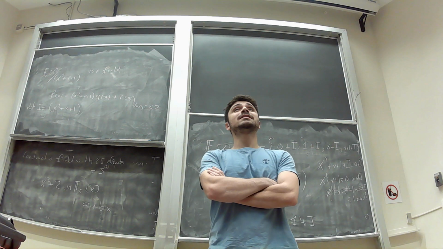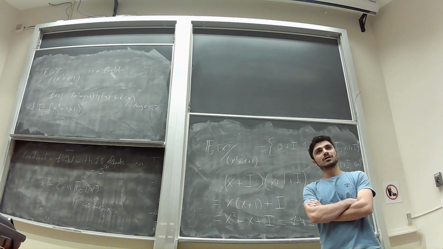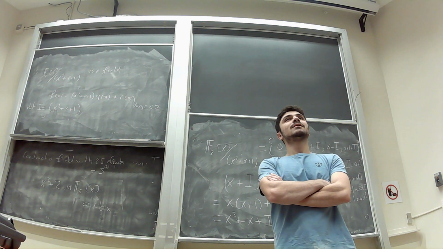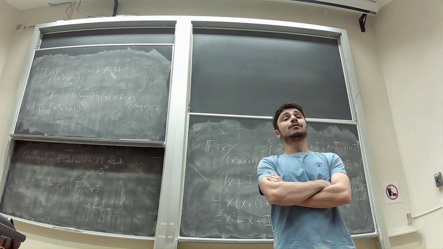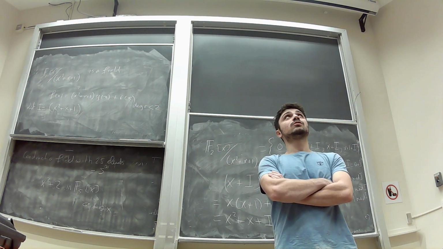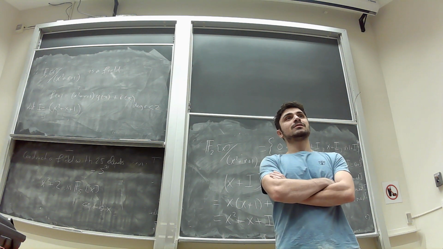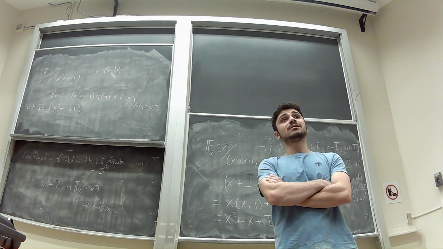If I tell you find a field with 81 elements, what's one way of doing it? What base field do you start with? F3. And what do you need to do? So 3 to the 4 is 81. So what is the degree of the polynomial? 4. And what must it be?